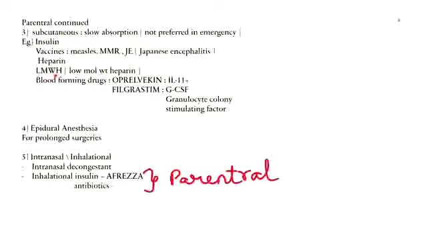Heparin and low molecular weight heparin. Blood forming drugs like oprelvekin and filgrastim. These all we give subcutaneously. Next is epidural anesthesia. For prolonged surgeries, we give epidural anesthesia when surgery duration is more. Next, intranasal or inhalational drugs.